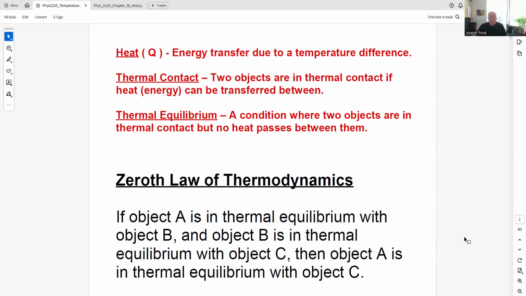So this brings us to the zeroth law of thermodynamics, which says that if object A is in thermal equilibrium with object B, and object B is in thermal equilibrium with object C, then object A is in thermal equilibrium with object C. This means that we can make devices like thermometers, and we can use them to measure the temperature.